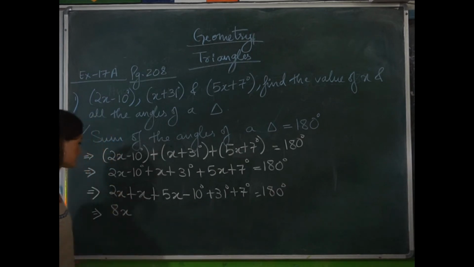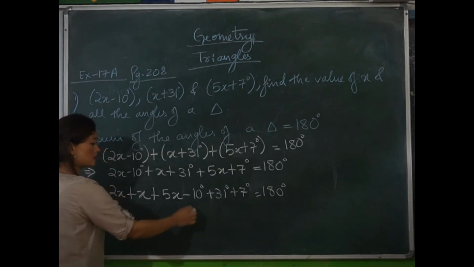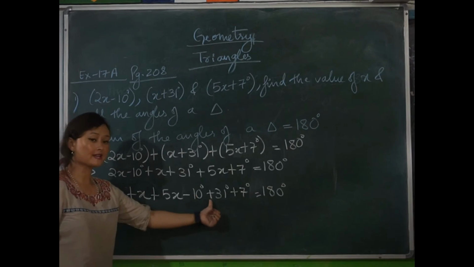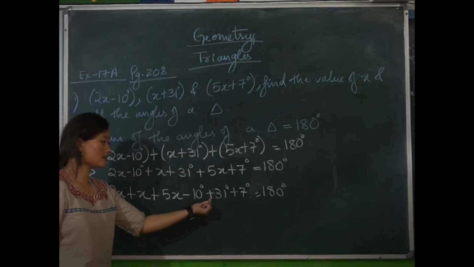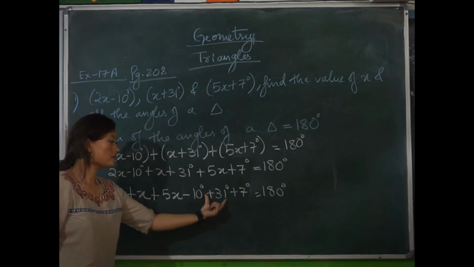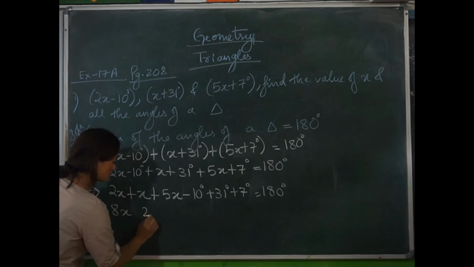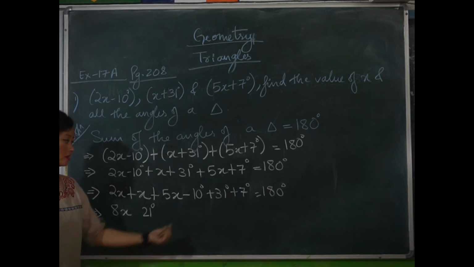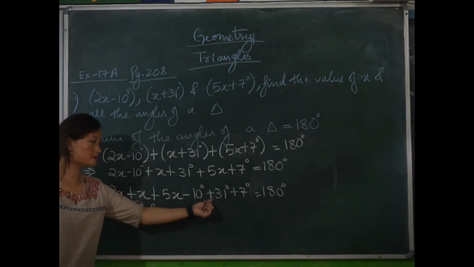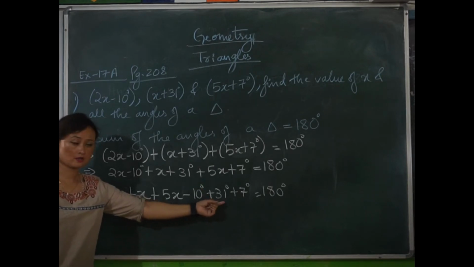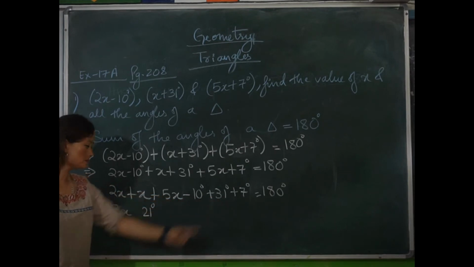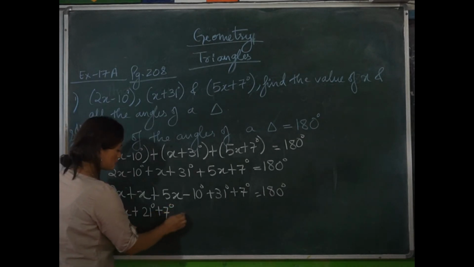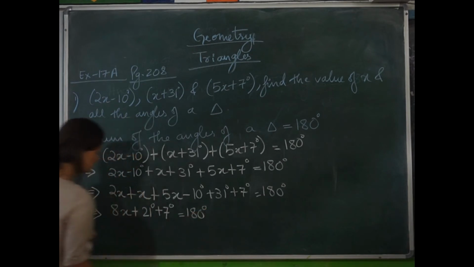Now, see this one, minus 10 and plus 31, minus and plus. What do we do? If there are two different signs, we have to subtract, isn't it? So minus and plus would be minus. When we subtract 31 and 10, we get 21. And we use the sign of the bigger number. So 10 is negative, 31 is positive. And we know that 31 is bigger than 10. And what is the sign of 31? Plus. So we use the sign of the bigger number, plus 7 degree, which is equal to 180 degree.